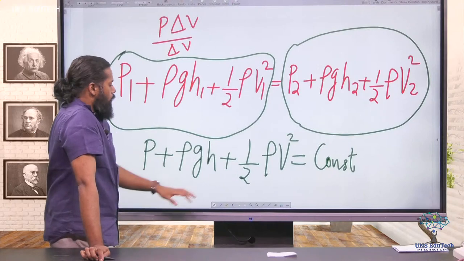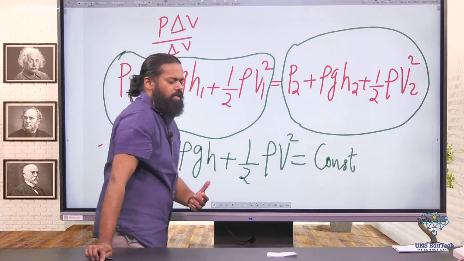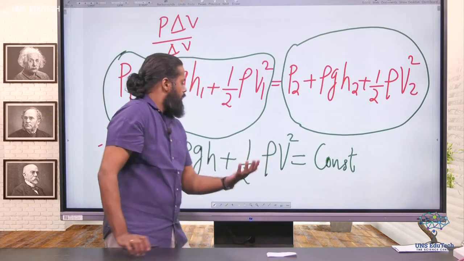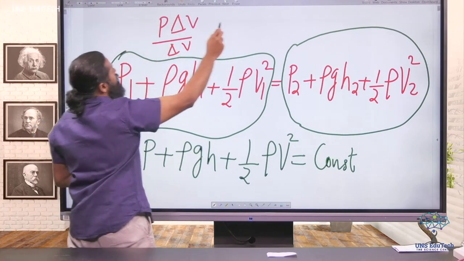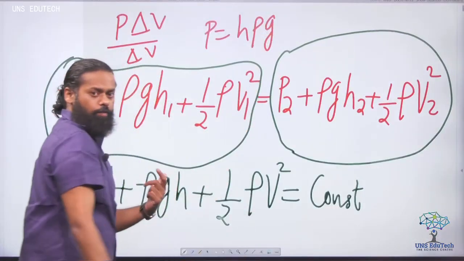Now, there are certain implications. Just one more point I will explain. Usually we call them pressure head, gravity head, and kinetic energy head. You know the equation already: pressure is equal to h rho g. You studied it in fluid statics.